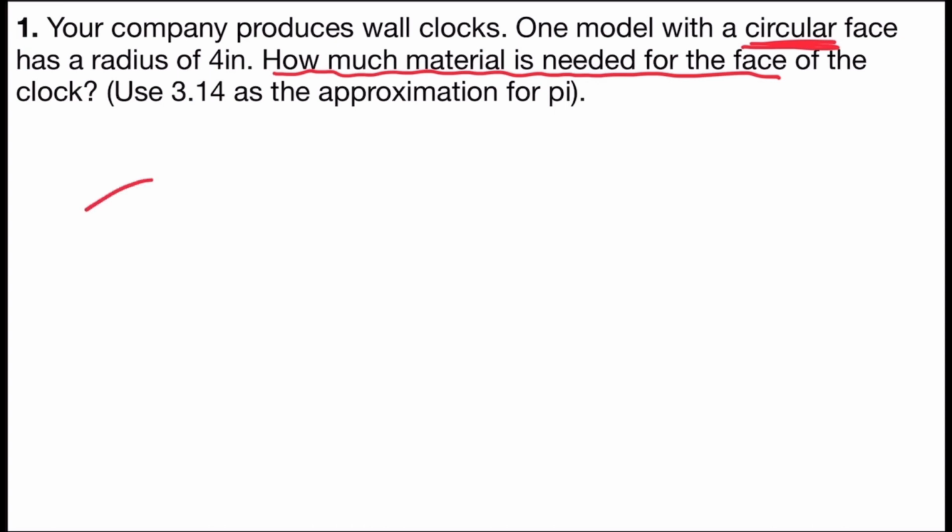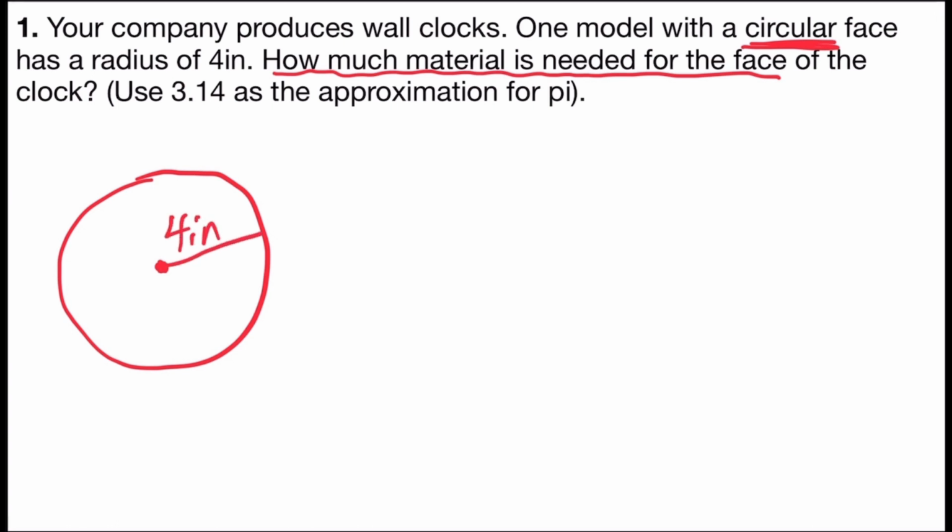So I can draw a picture to help model that situation, just a simple clock face, and I can label that the radius is 4 inches, just to help me visualize. And then I can use the formula for the area of a circle. Area of a circle is equal to pi times the radius squared. So the area is what I'm looking for, so A will equal.